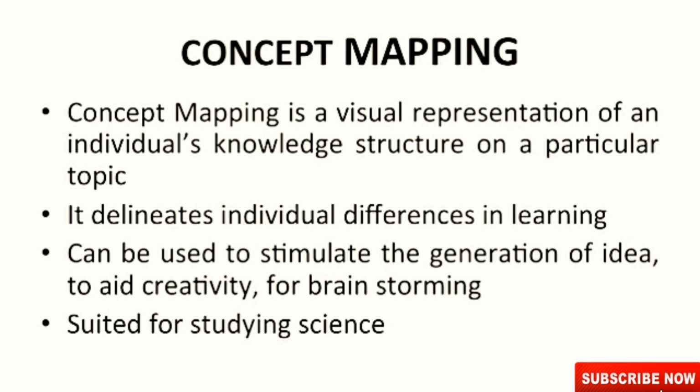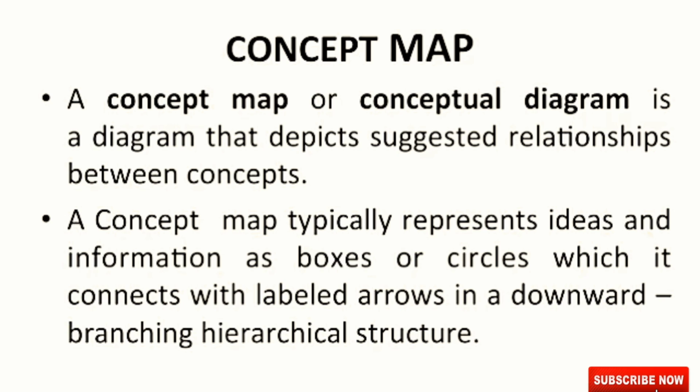It is very suited for studying science. A concept map or a conceptual diagram is a diagram that depicts suggested relationships between concepts, and a concept is what our mind feels about anything, any particular topic, any particular object. A concept map typically represents ideas and information as boxes or circles which it connects with labeled arrows in a downward, branching or hierarchical structure.